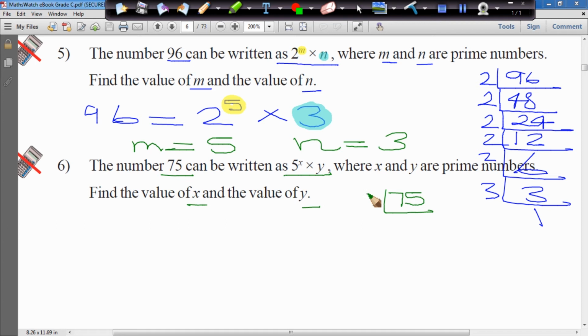75, what should we divide this one by first? 5. Okay, you can do 3 as well. 75 divided by 5 will give us? 15. 15, good. And then 15 will divide by 5 again? Give us 3. And then 3 divided by 3 is? 1.